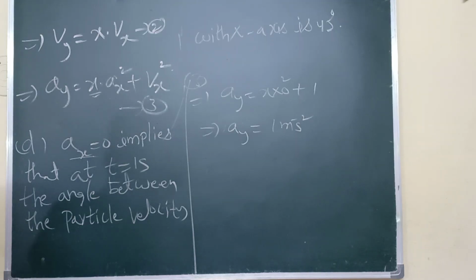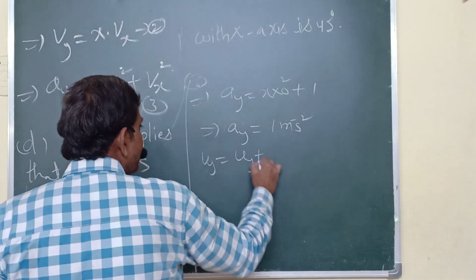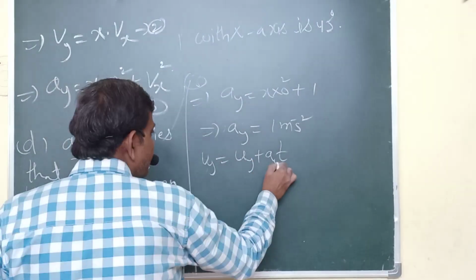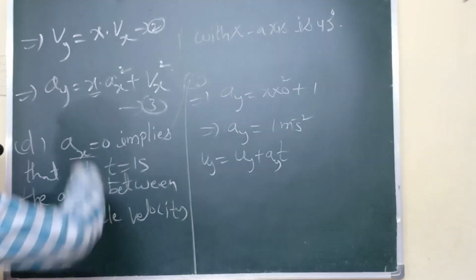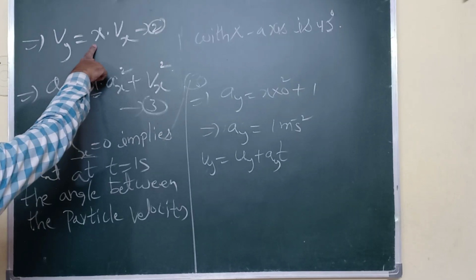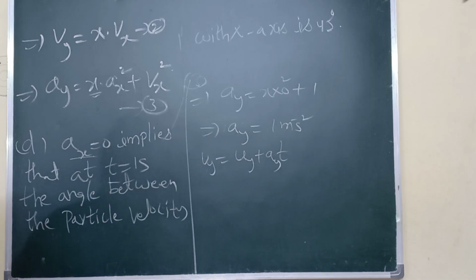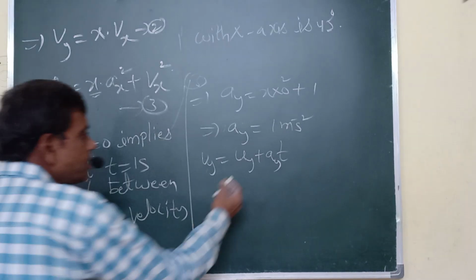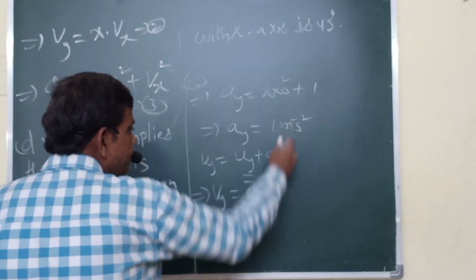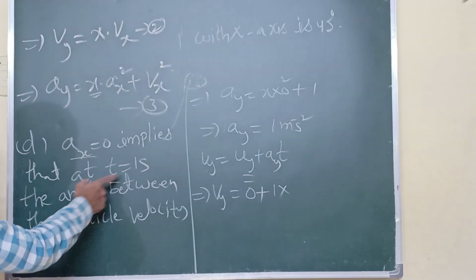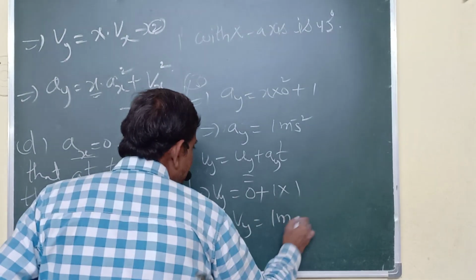Now what am I finding? I am finding Vy. What is the formula for V? V equals U plus at formula I am applying. Here a means the acceleration along y direction. Initially, x equal to 0, and initially along y direction there is no velocity at the origin. So initial velocity is 0 only. So Vy equals to 0 plus Ay, which is 1, times the time, which is 1. Finally, Vy is 1 meter per second.